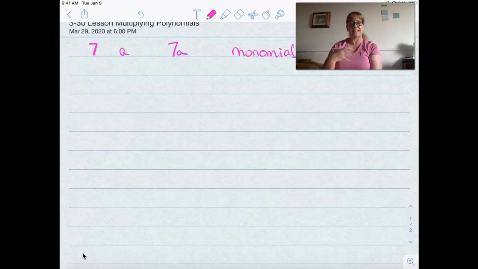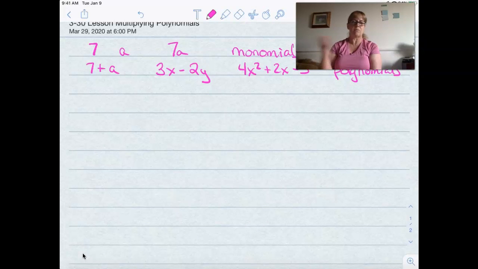Polynomials then are going to be the addition and subtraction of monomials. So something like 7 plus a, or 3x minus 2y, or even 4x squared plus 2x minus 3. These are all polynomials. They have more than one monomial added or subtracted together. Well, we are going to take groups of these and we're going to multiply them.